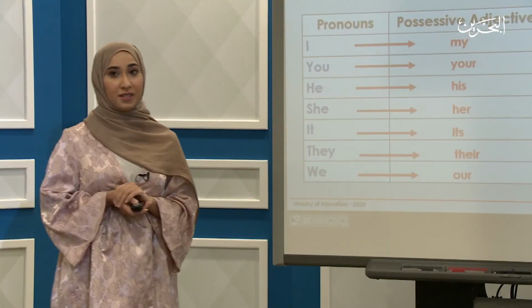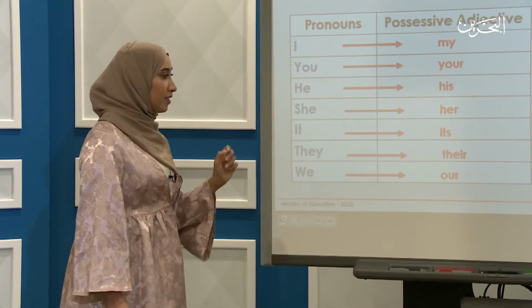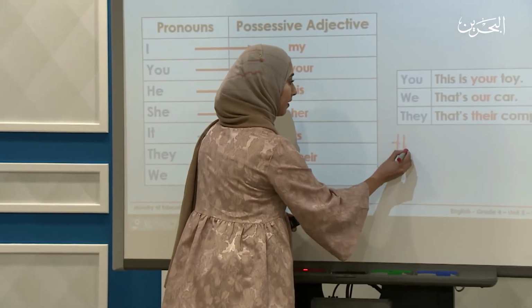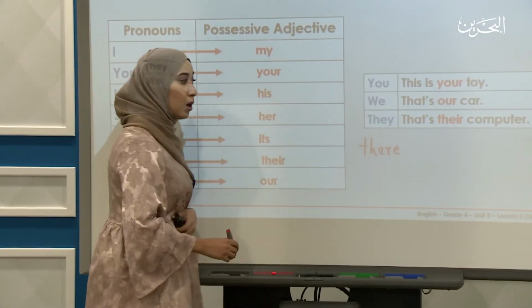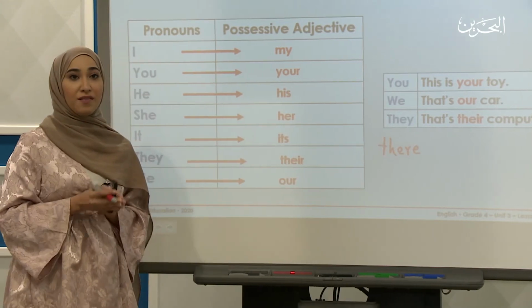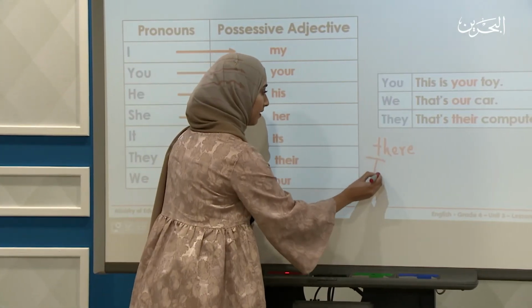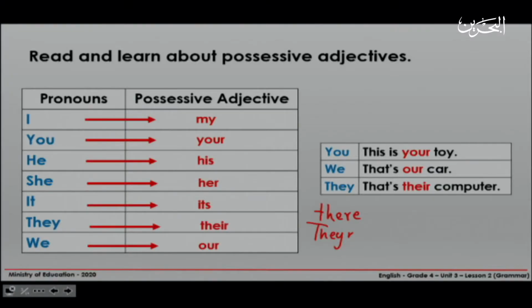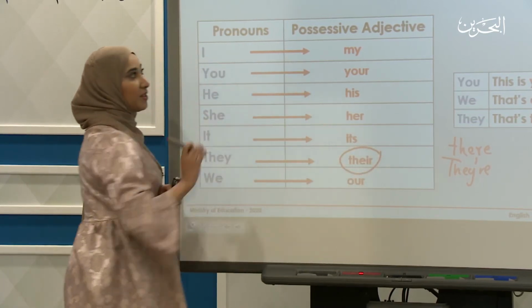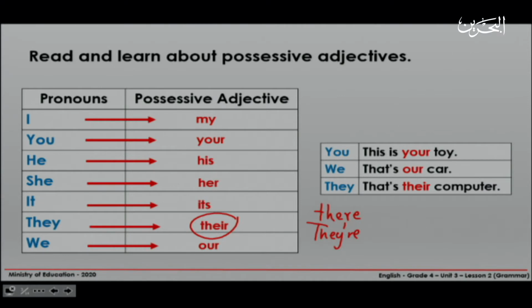Now, my dear students, I need you to pay attention to the spelling of their. Do not get it confused with the adverb there, or do not get it confused with the short affirmative form of they are, which is they're. So, look at this spelling and these two spellings. This is the correct one for the possessive adjective. Now, let's read the examples that we have here.